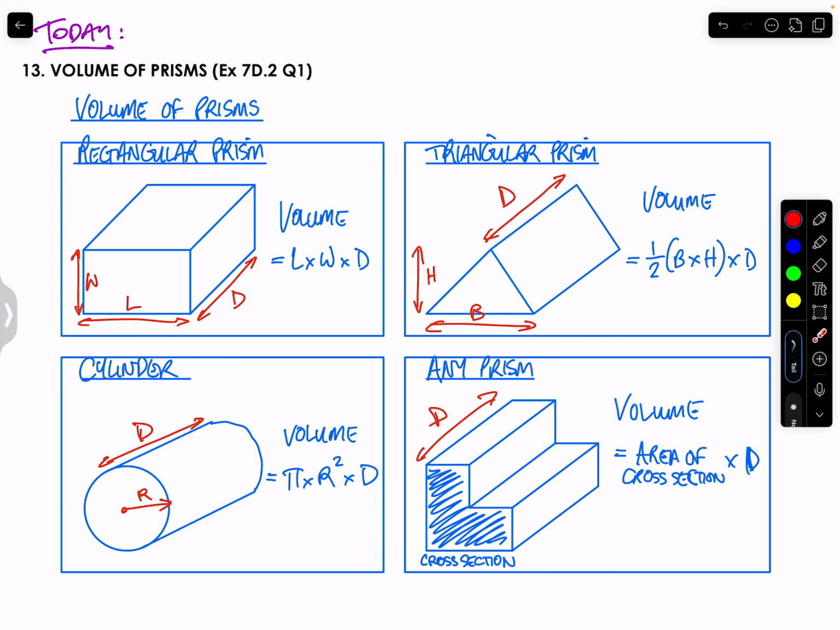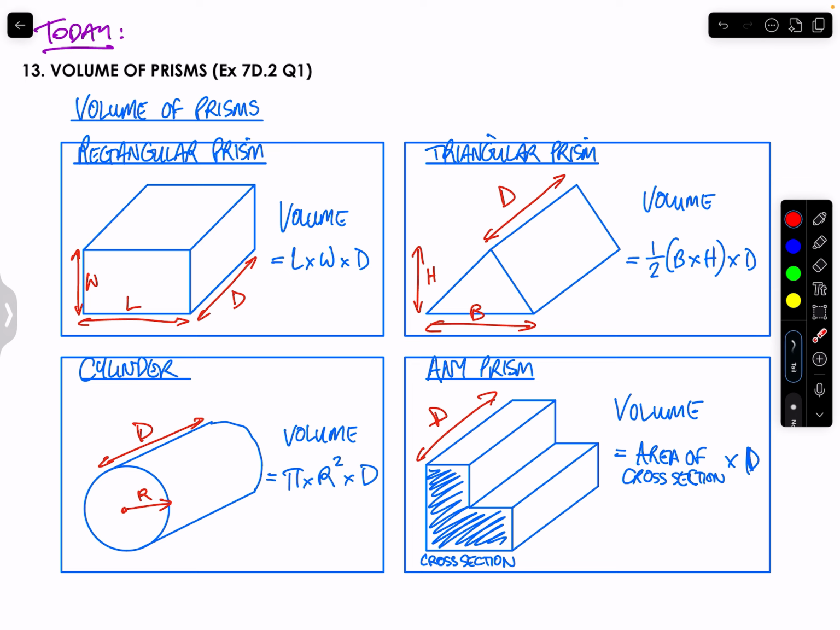And what you'll notice is the formula for the volume of any prism is the area of the end, or the cross-section. Because there's a rectangle on the end, the area of the end is going to be length times width. And then you times that area of the end by the depth of it. And that will tell you the volume in cubic units.